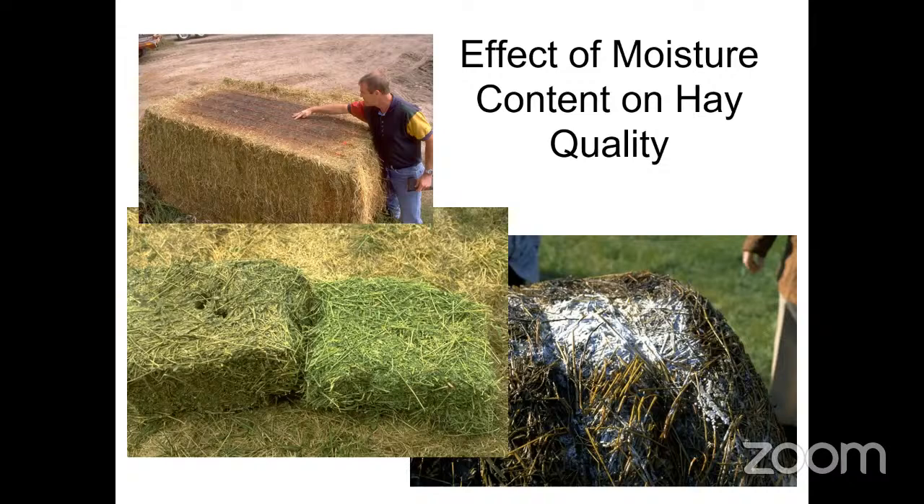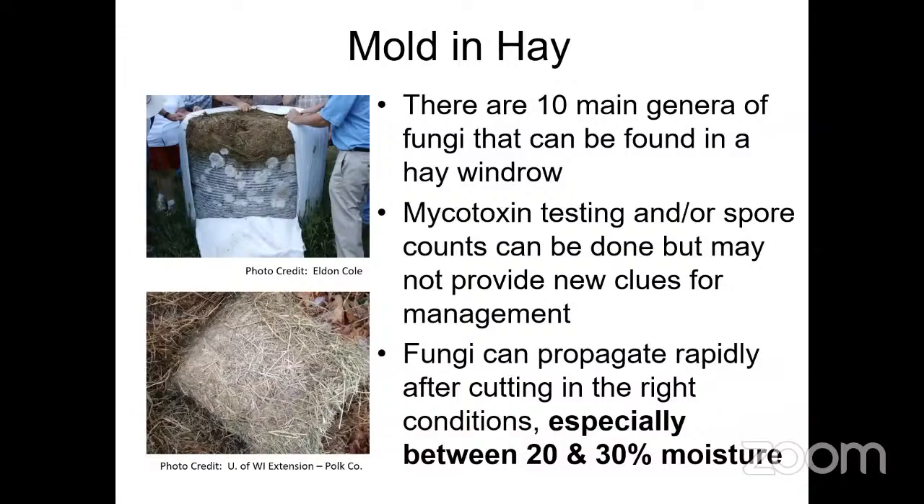We have mold that can form within the bale, whether it's wrapped baleage or supposedly dry hay. If the temperature and moisture and everything is not right, we can end up with a mold problem. There are at least 10 main genera of fungi that can be found in that windrow, and they're all sitting there just waiting for the perfect conditions.